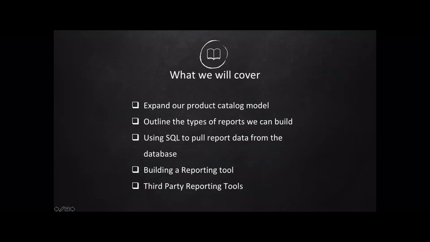So we're going to expand our product catalog model. We're going to add some additional tables to make our simple product catalog something a little more advanced and with a little more substance to it, where we can capture more data that we can actually report on. So we're going to outline the types of reports we can build, and we're also going to look at using SQL, or in our case, the MySQL database, using the SQL query language to pull report data from the database. We're also going to look at building a reporting tool.